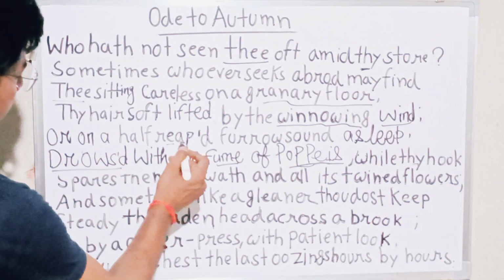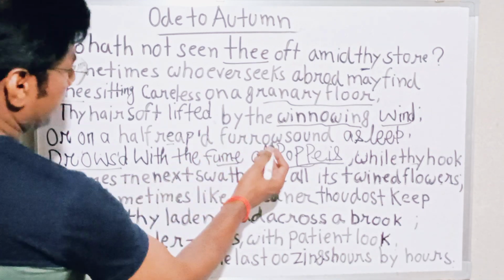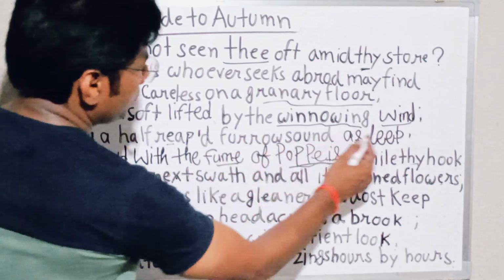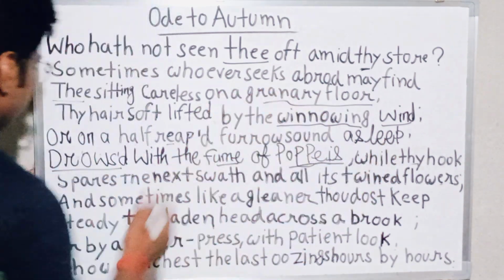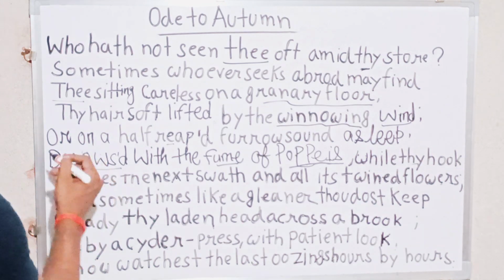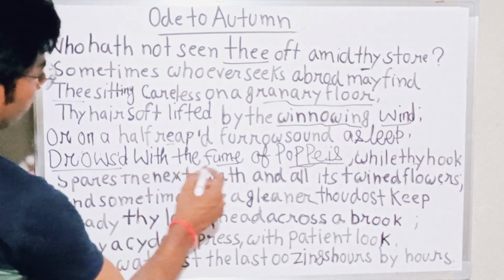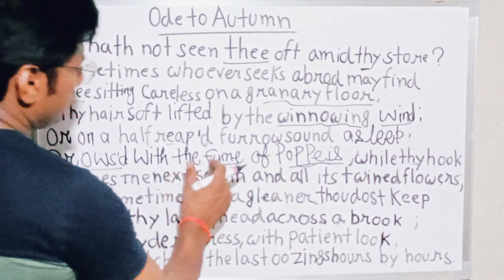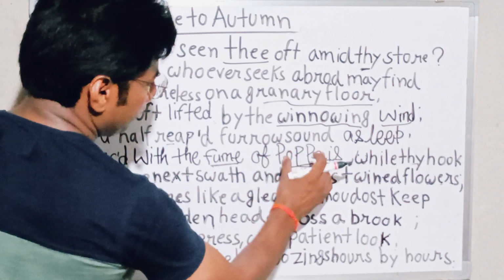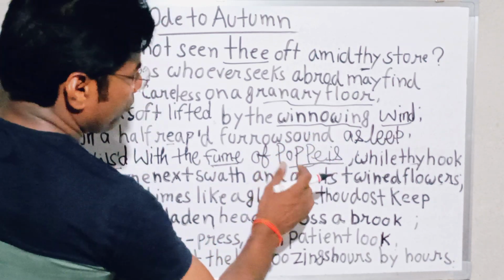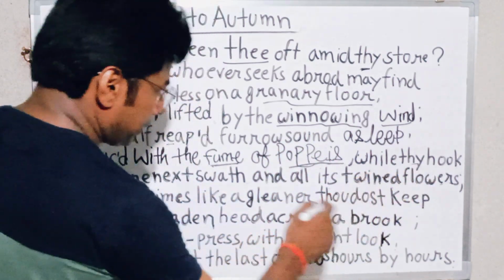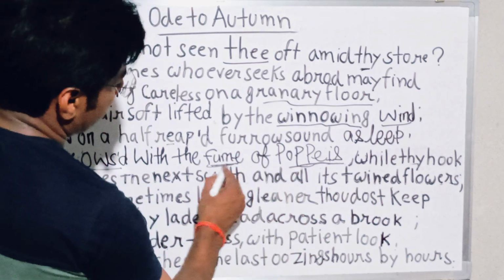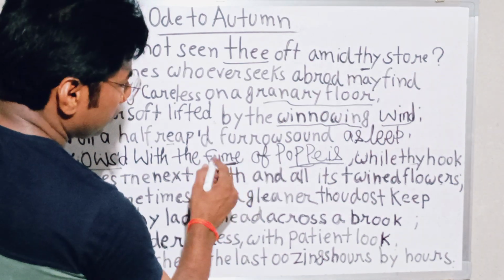Or a half-reaped, not completely cut furrow, a particular row of the crop, sound asleep. Why? Because the reaper has fallen asleep. Drowsed means fallen asleep. Why? Because of the strong, intoxicating vapor, the smell of the poppy flower, while thy hook.